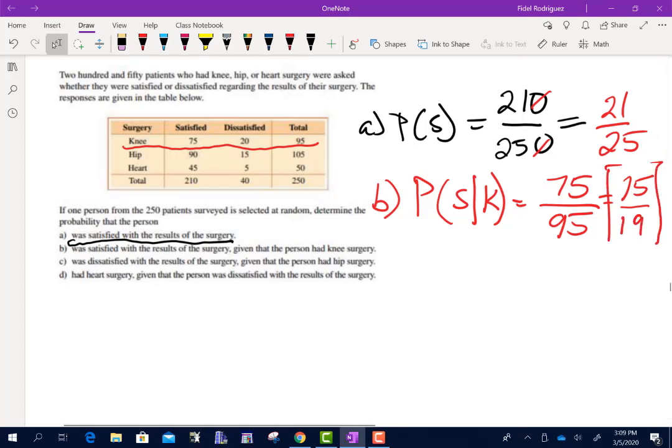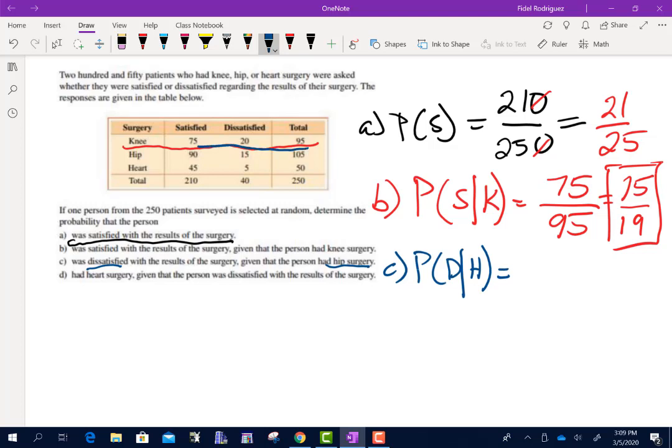And we'll have to stop right there. We cannot reduce that any further. Okay. All right, now let's take a look at part C. Part C says, what's the probability that they were dissatisfied with results given that they had hip surgery? So now we're looking for the probability that they were dissatisfied given that they had hip surgery.